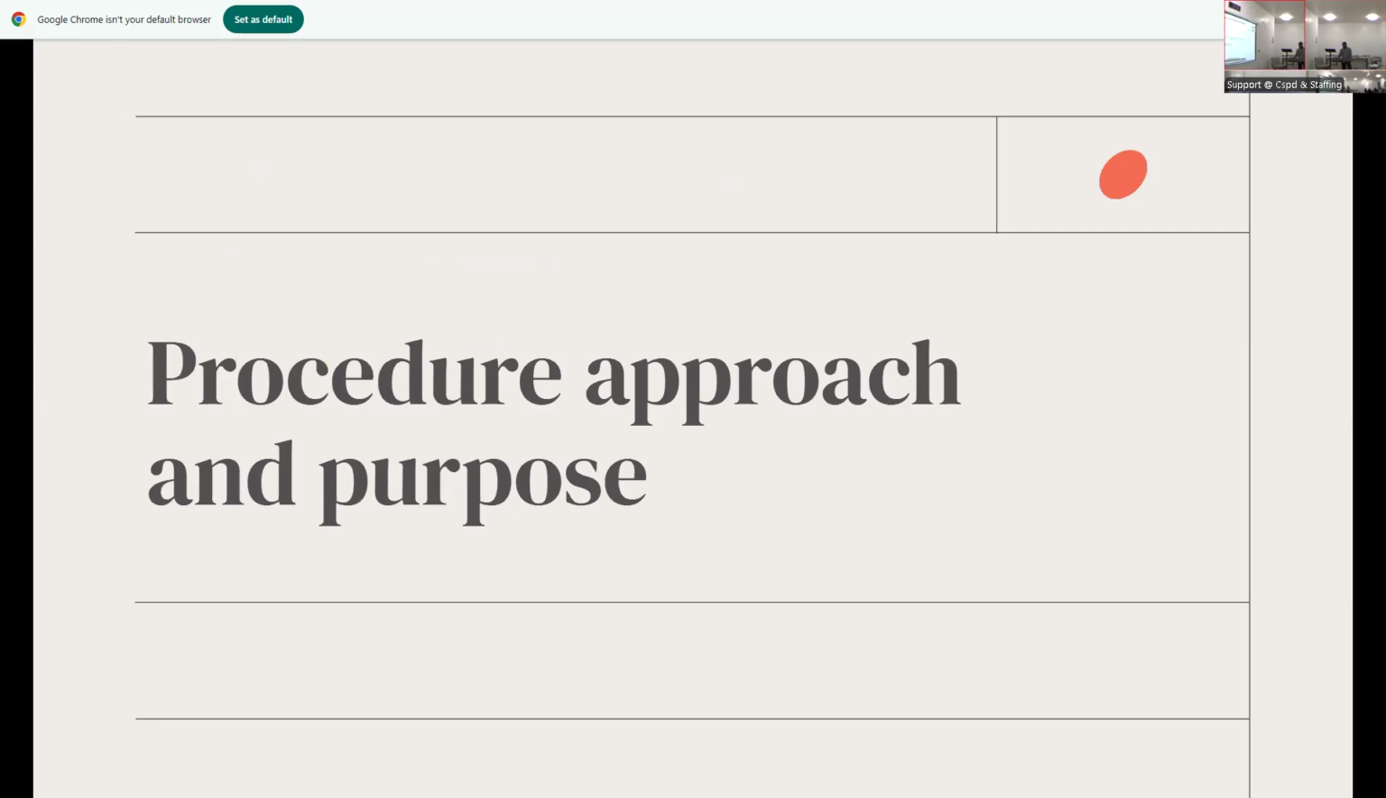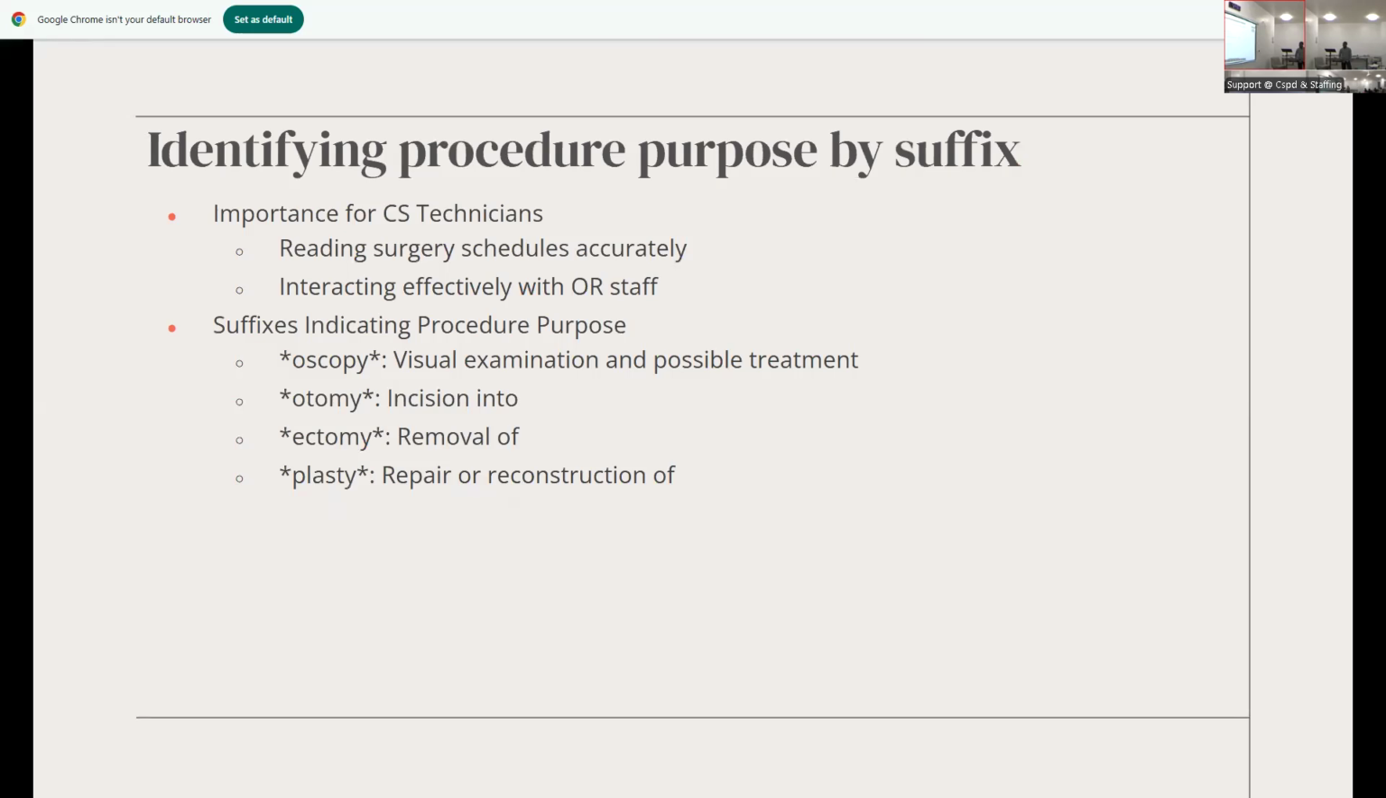Procedure approach, and then purpose. Okay, let's see what's under it. Identify procedure purpose by what? Suffix. So when we see the word that comes at the end of the roots, what does it tell us? What is it for? Is it minimally invasive, or is it removal or taking a partial? So suffixes indicate procedure purpose.